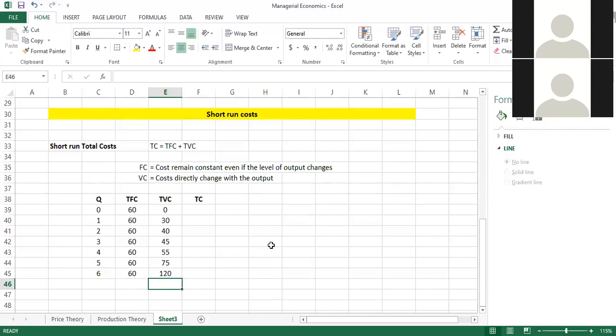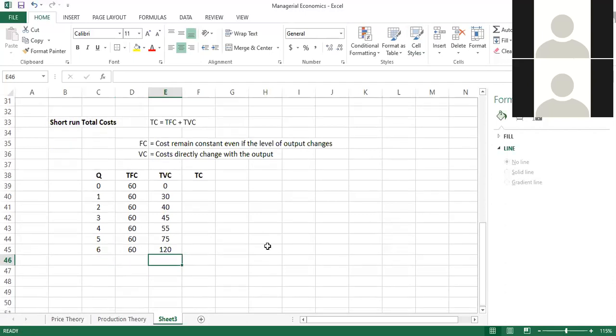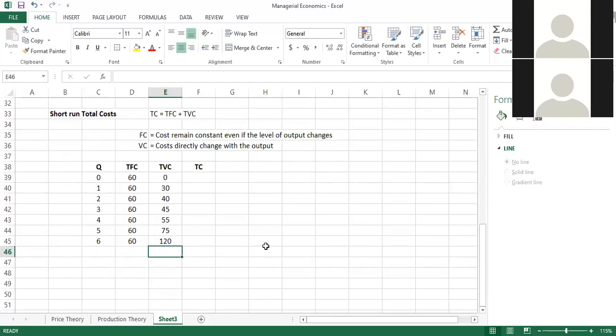Non-linear. It is non-linear because it will not increase at the same rate. When the output increases, it will increase at a decreasing rate at the beginning, up to a certain level. After that, it will start to increase again. So that is the normal pattern.